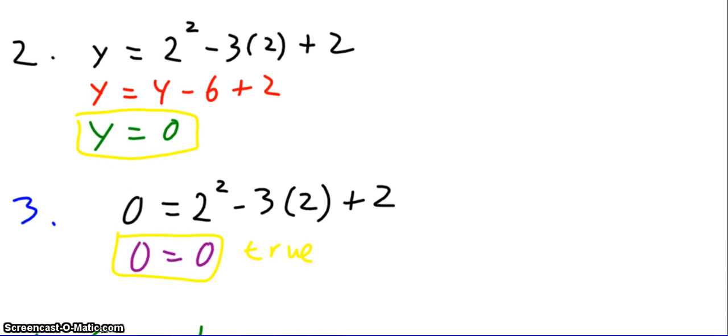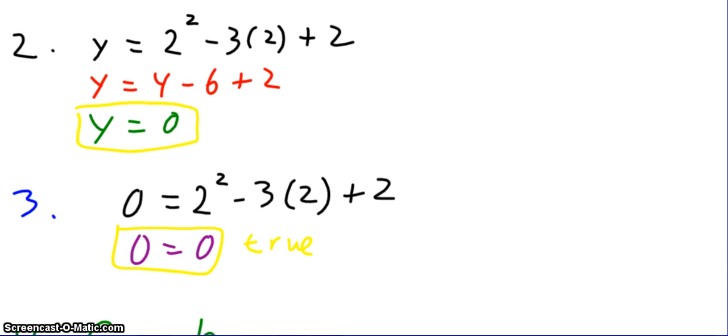The third method would be to combine both of those and plug in 0 for y and 2 for x at the same time. Make sure that the left-hand side of the equation does actually equal the right-hand side of the equation. Both of them simplify to 0. 0 does equal 0. That's a true statement. So therefore I have verified that (2, 0) is a solution to the equation.